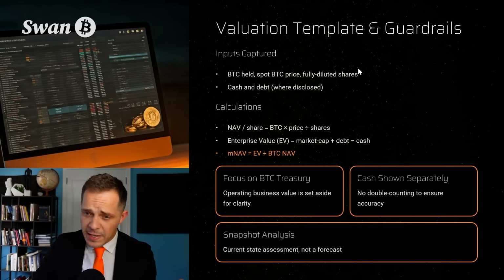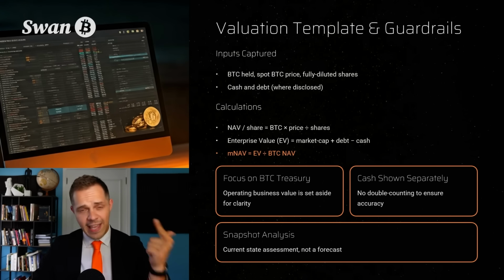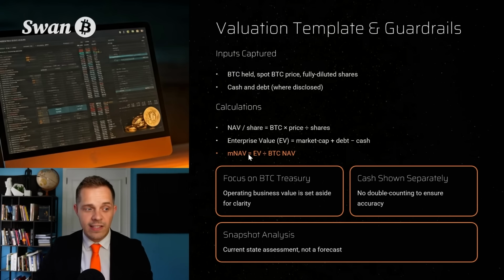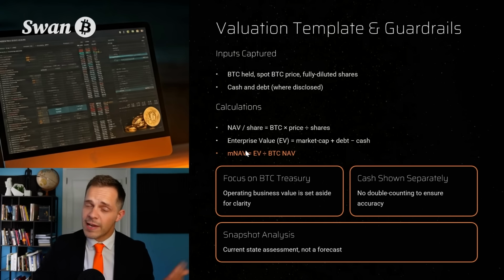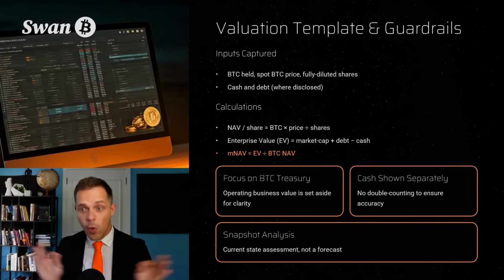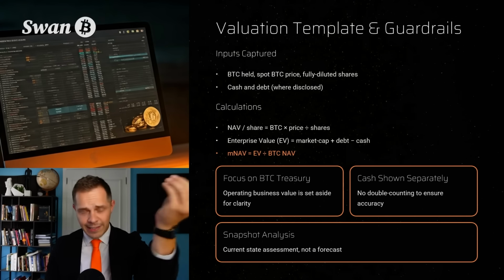You need the spot Bitcoin price at the measurement timestamp, the fully diluted share counts, the cash on hand, the debt outstanding, and current market capitalization. And then step 2, you're just gonna run the numbers, and we're gonna see what we get. So with this, there is no subjective tweaking here, no operating business estimates, no future growth assumptions. We're letting the ledger do the talking.